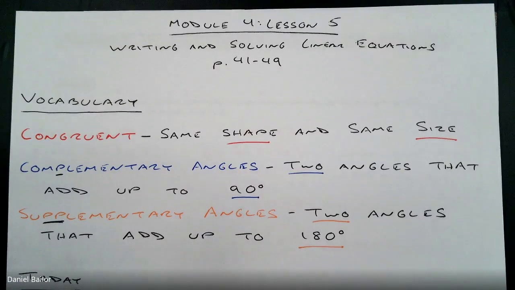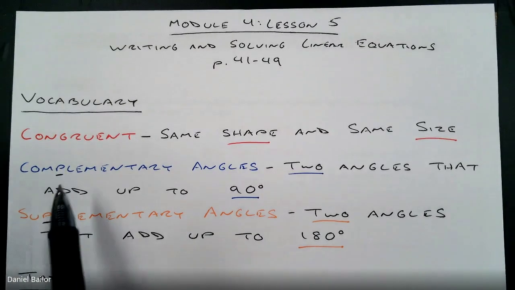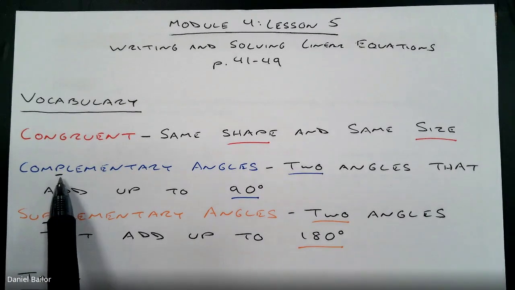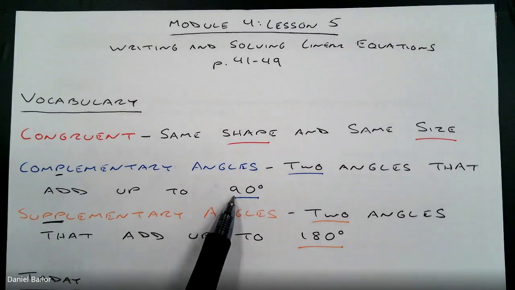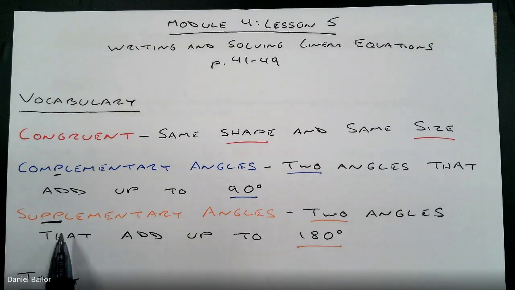That's my trick. Complementary has 1 P, which is like 1 backward 9 to make 90. Supplementary has 2 backwards 9s. 9 and 9 make 18, or 180. So that's a trick I have for remembering the difference between complementary and supplementary. If it helps you, steal my trick. If it does not help you, come up with your own to remember the difference in the definitions.